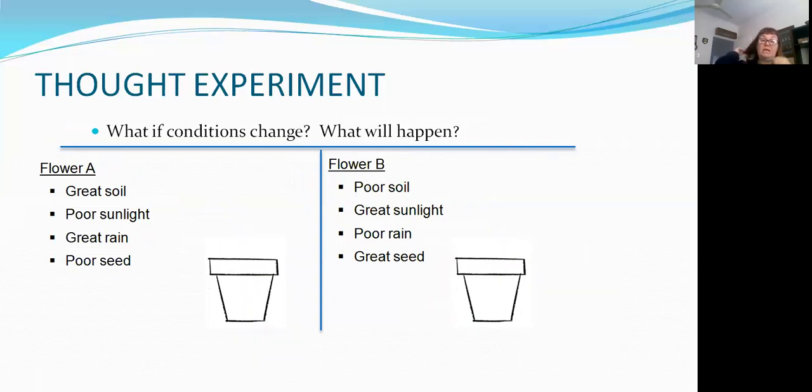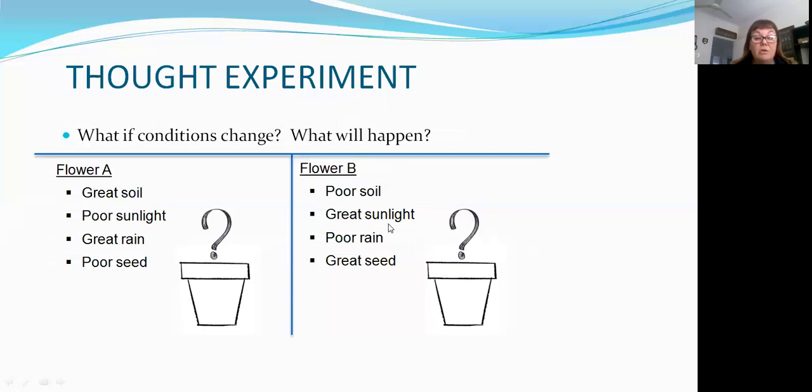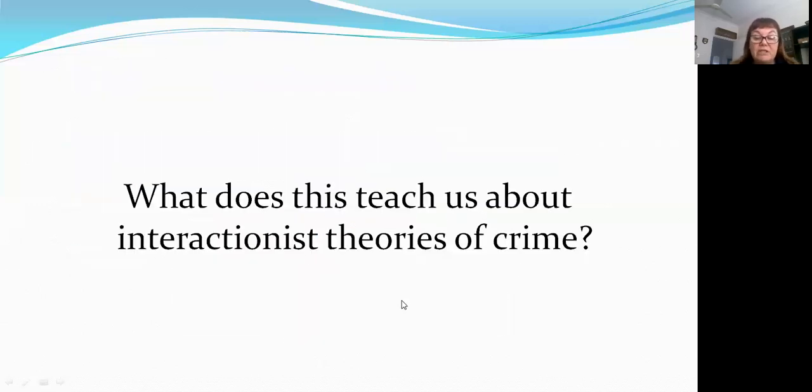But what if those conditions change? What if now that poor seed has still got great rain and great soil, but poor sunlight? And flower pot B that's got the great seed, still poor soil, poor rain, but now got great sunlight, what do you think might happen? Well, this poor seed is not going to flourish as well as it did with the great sunlight, so it's going to lessen back a little bit. The great seed over here, it might still have poor soil and poor rain, but just having that little bit of sunlight might mean that it's got a better chance of getting through the surface and flowering. So what does this teach us about interaction theories of crime? We're talking here about theories that combine and work together for an outcome.